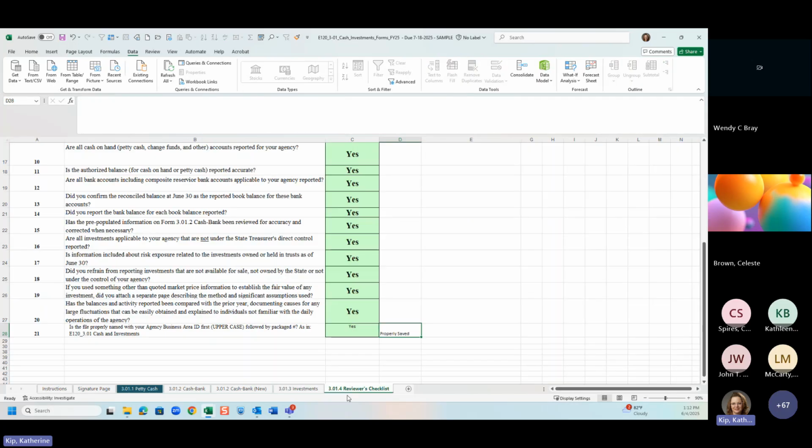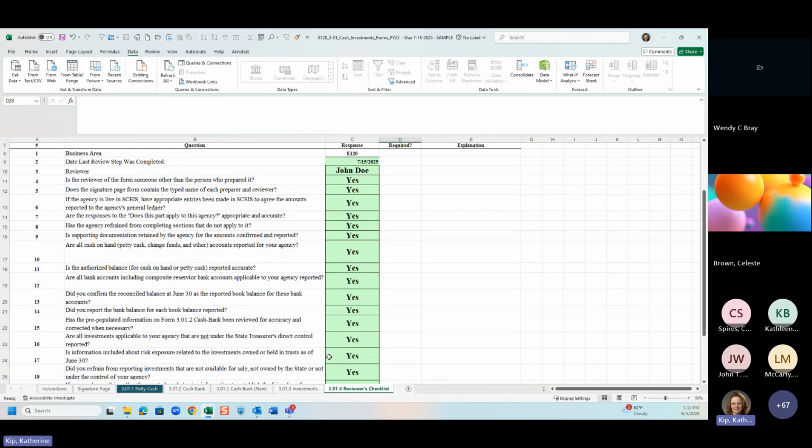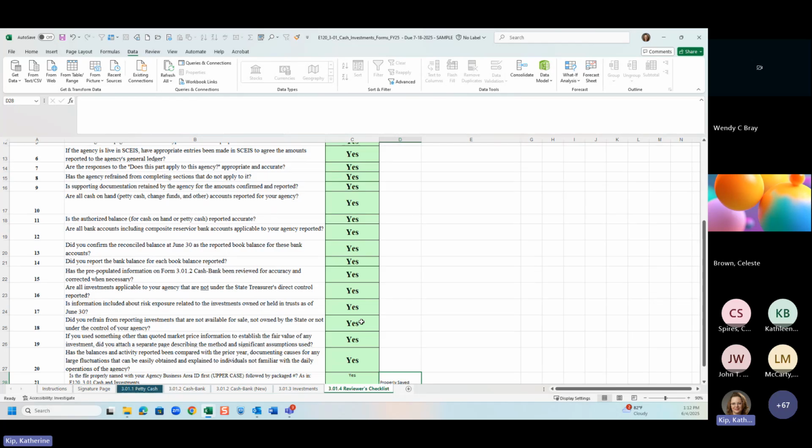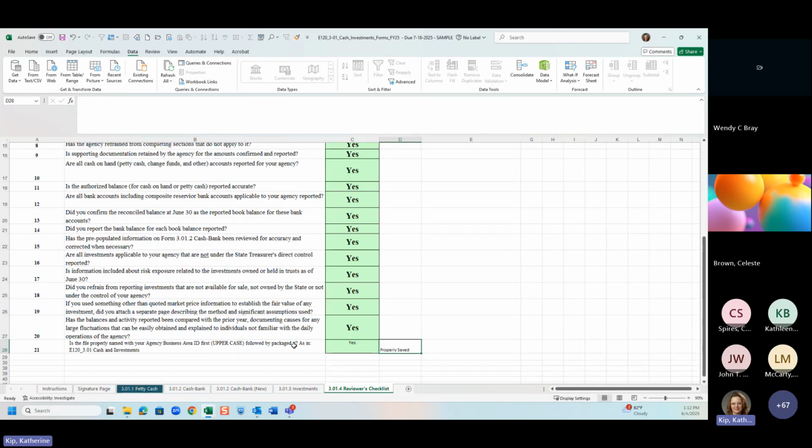Then you're going to get to the reviewer's checklist, and you'll just go down through the list and fill everything out. The only thing that can be somewhat tricky is make sure you save your package correctly, meaning you want your package name.